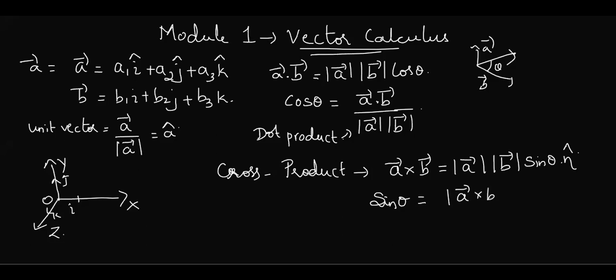Very good. Complete it. Half knowledge is good for nothing. Complete. Divided by magnitude of A bar and magnitude of B bar.